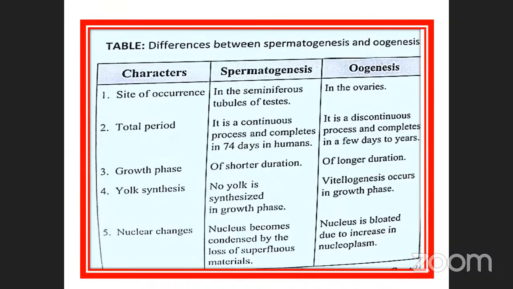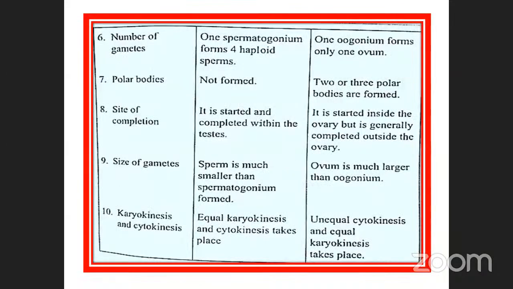Site of occurrence, where it occurs; total period, how much time it takes; growth phase, how many growth phases and their durations; yolk synthesis; nuclear changes; number of gametes produced; polar bodies; site of completion; size of gametes; karyogenesis and cytogenesis. What is meant by karyogenesis and cytogenesis? Already you know, karyogenesis is nothing but the fusion of nuclei. Cytogenesis is nothing but the fusion of cells.